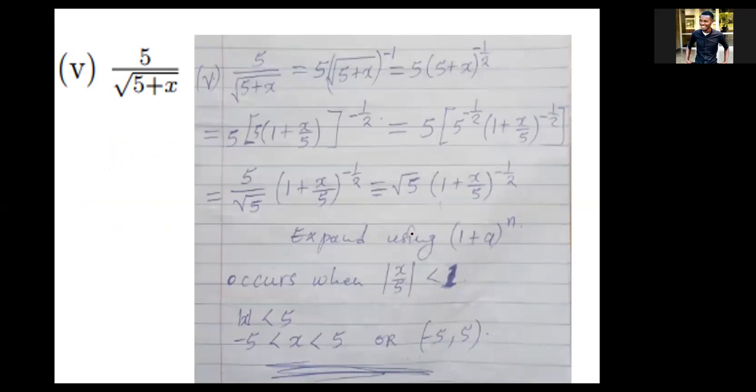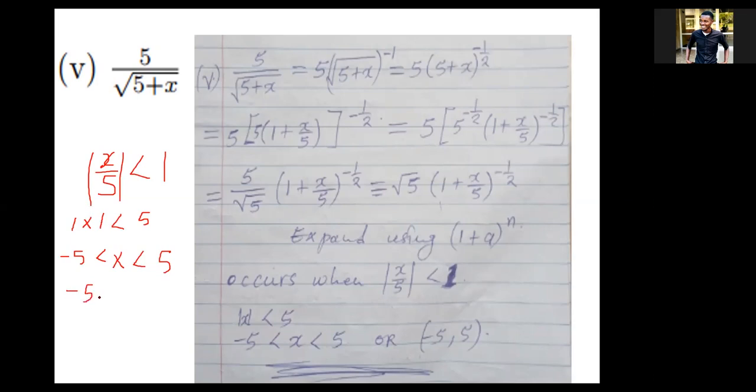And then it only occurs when x over 5, the absolute of this, is less than 1. So meaning the absolute of x is less than 5, which implies that negative 5 is less than x, which is less than 5. And then in other ways, you can write it as negative 5, comma 5, in set notation. Of course, don't forget to put x this side. So we proceed.